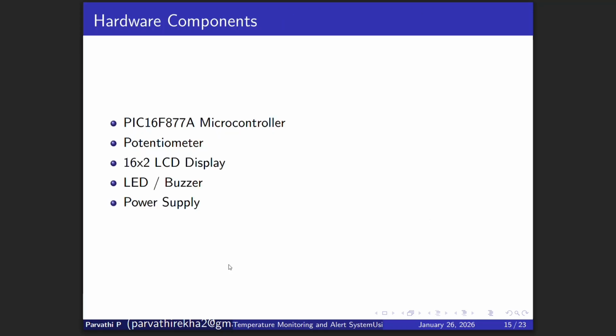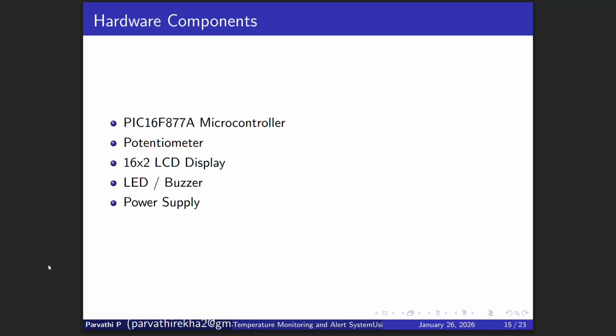Now let's discuss the hardware components. Here the slide explains the hardware components used in our project. The PIC16F877A microcontroller is the main processing unit of the system. The potentiometer is used to simulate the temperature sensor by providing a variable analog voltage.